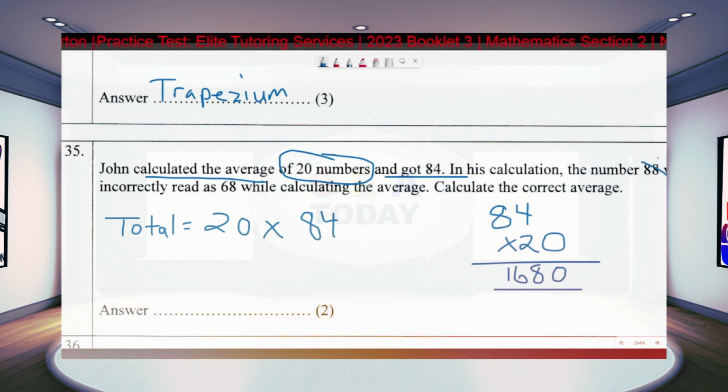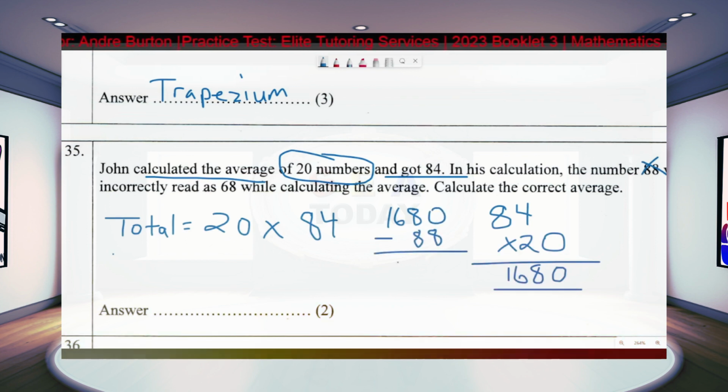So since 88 was not supposed to be there, it was incorrect. I'm going to take it out from the total. Alright, 0 cannot take away nothing, so we're going to borrow from the 8. 10 take away 8 is 2. 7 cannot take away 8, so we're going to borrow from the 6, make that 5. 17 take away 8 is 9. 5 take away nothing is 5. 1 take away nothing is 1. So without the 88, the total is 1592.